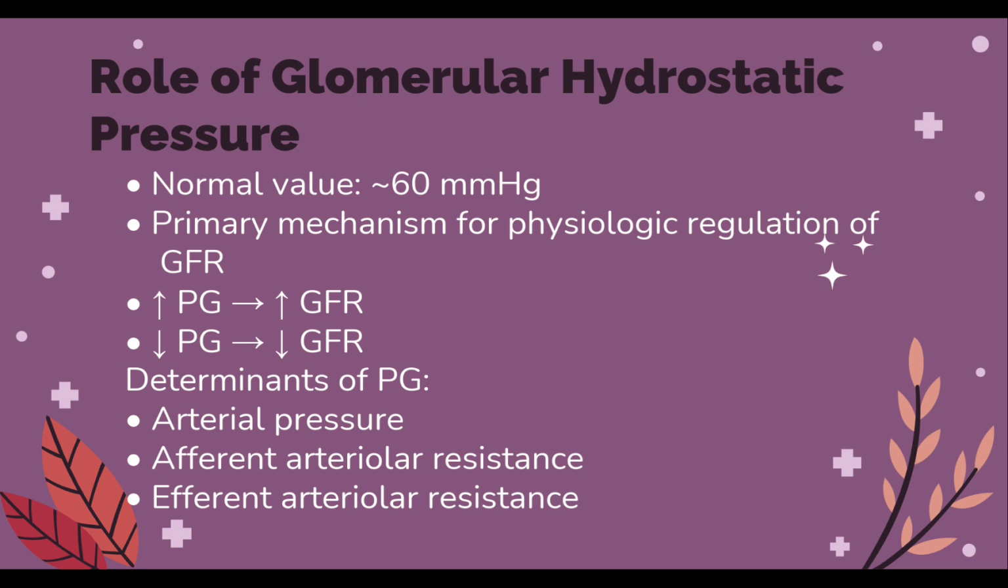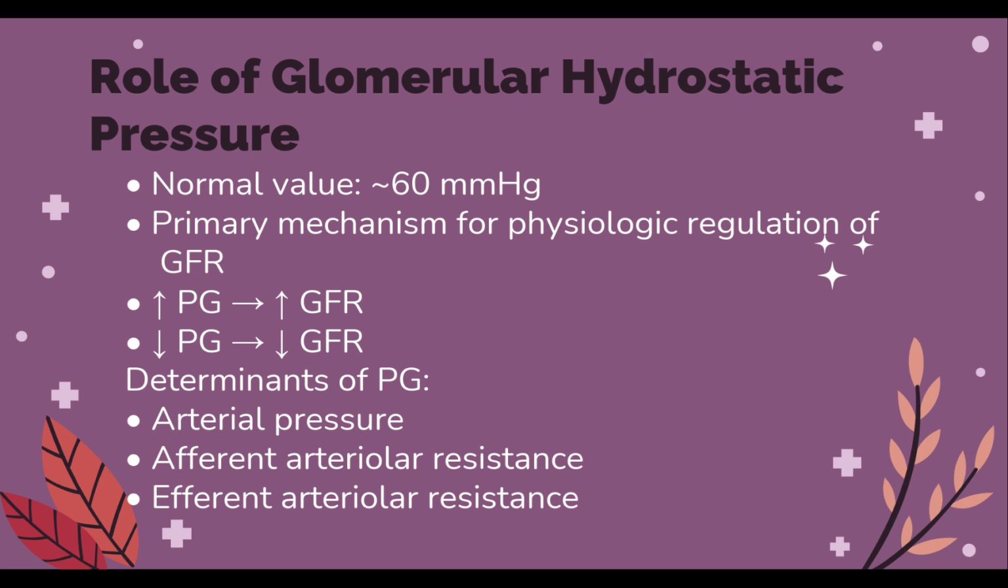What is the role of glomerular hydrostatic pressure? When we talk about the normal value, it is usually about 60 millimeters of mercury. So this is the primary mechanism of physiological regulation of glomerular filtration rate. When the glomerular hydrostatic pressure increases, it also increases the glomerular filtration rate. And when the glomerular hydrostatic pressure decreases, it decreases the glomerular filtration rate. So this is the primary mechanism.